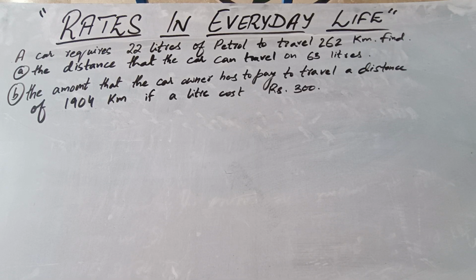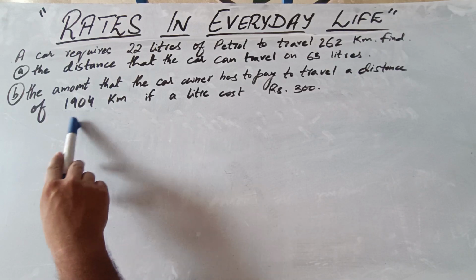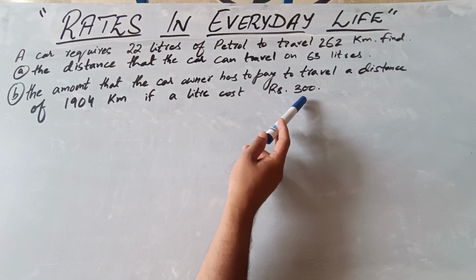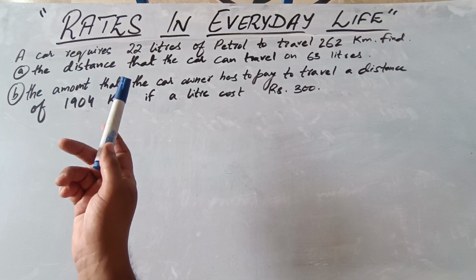So, the application of rates, how to find out unit rate and how to find out the particular amount. For example, if I have to travel from Karachi to Islamabad and I have to travel for 1900 kilometers, if 1 liter costs, so how much amount do I have to pay? So this is a very realistic question.